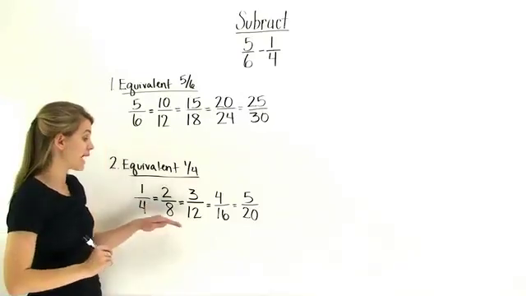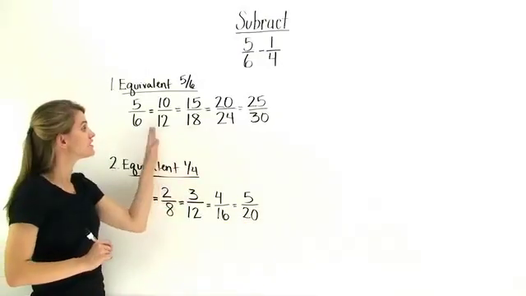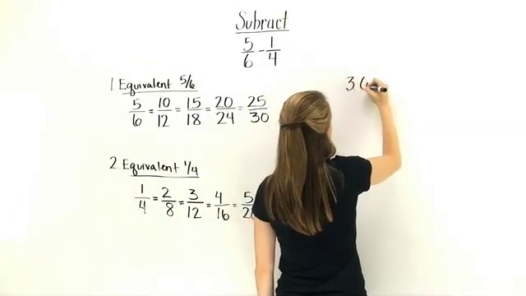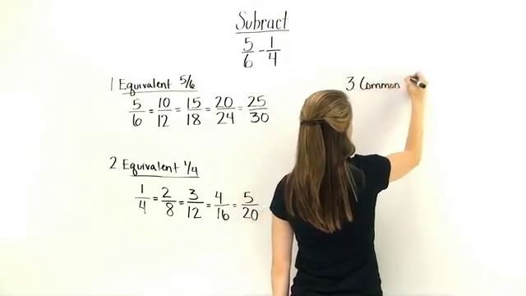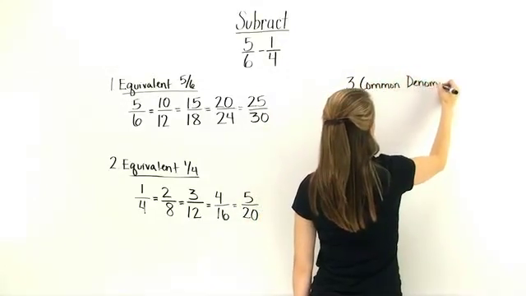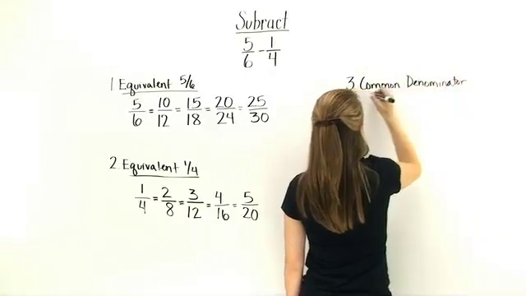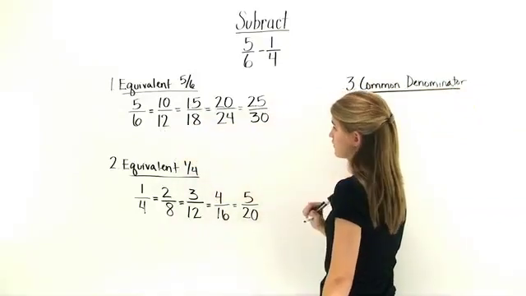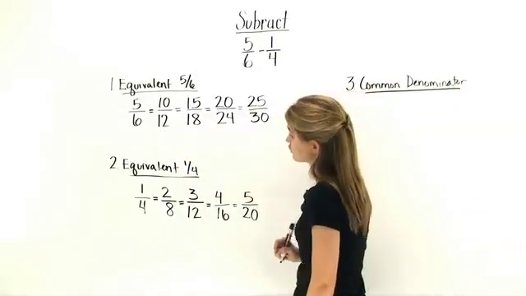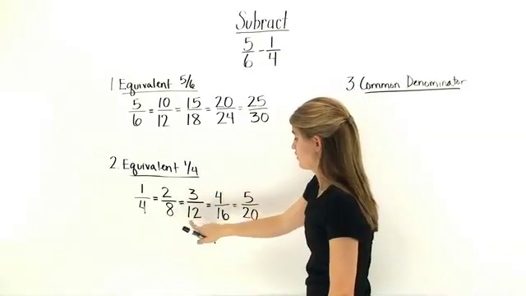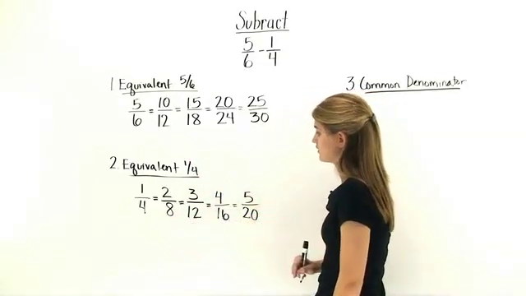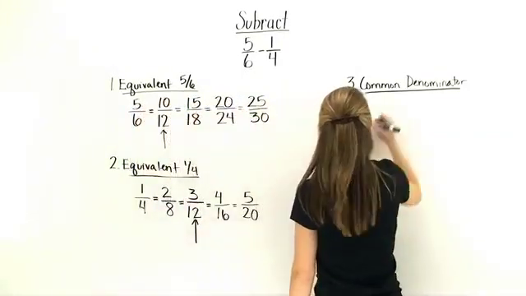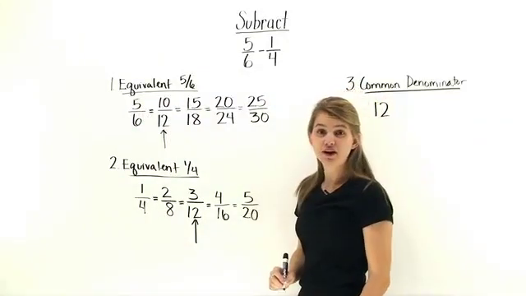Now, let's compare the denominators of these equivalent fractions to the denominators of these equivalent fractions, and let's look for a common one. In other words, is there a denominator we see that's common to both lists? Well, let's look at the denominators for the equivalent fractions to 5/6. We have 12, 18, 24, and 30. Now let's look at the denominators for the fractions equivalent to 1/4. We have 8, 12, 16, and 20. Well, 12 appears on both lists. That means 12 is common to both, so 12 is our common denominator.